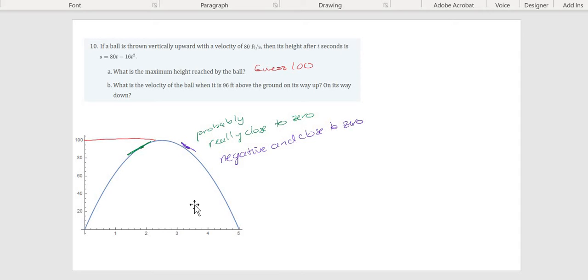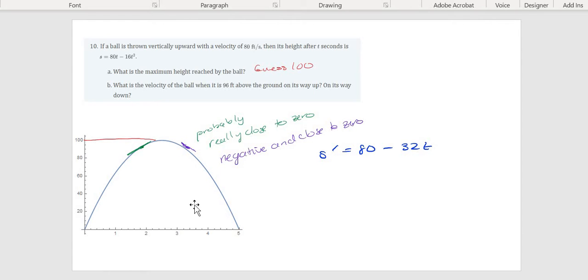So here, they ask for the slope, the velocity at 96 feet. 96 feet is around here. So I keep my units all straight. These are feet, these are seconds. And right here is about 96. So it's positive here and negative here. And it looks like it happens around 2 to 3 seconds.